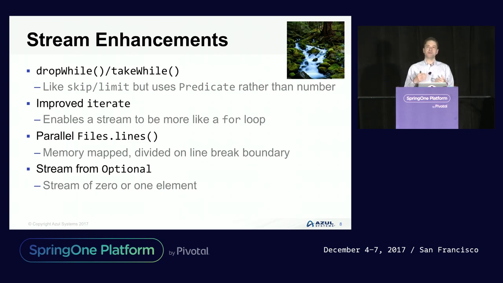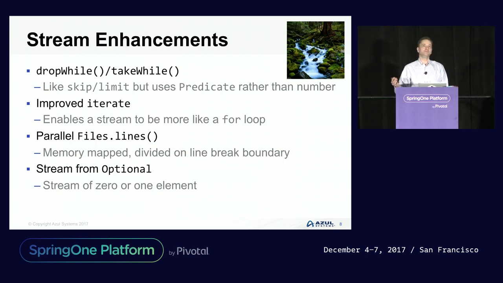Skip and limit allow us to specify a number of elements that we either want to pass before we start taking elements and passing them to the output stream. So if I say I want to skip 3 elements, I'll ignore the first 3 elements on the input stream and then pass the rest to the output stream. Limit is the opposite of that. So if I limit it to 5 elements, I take the first 5 elements and then drop the rest of them on the output stream.